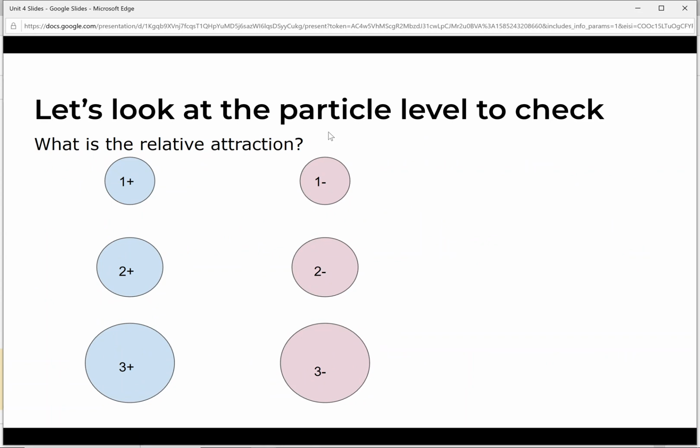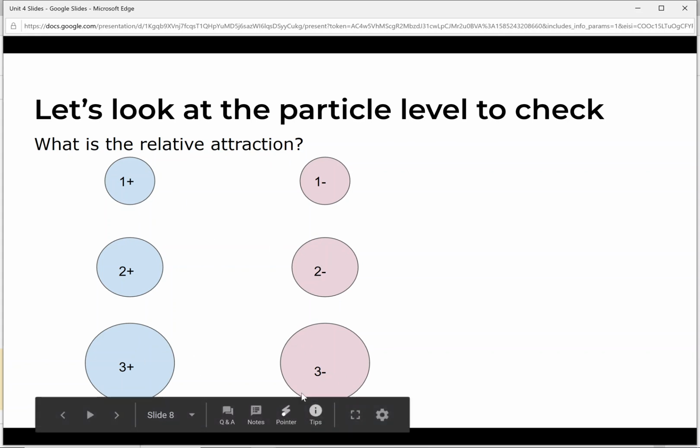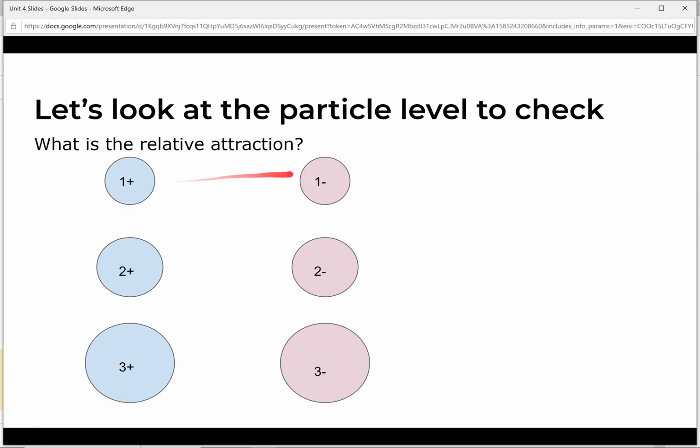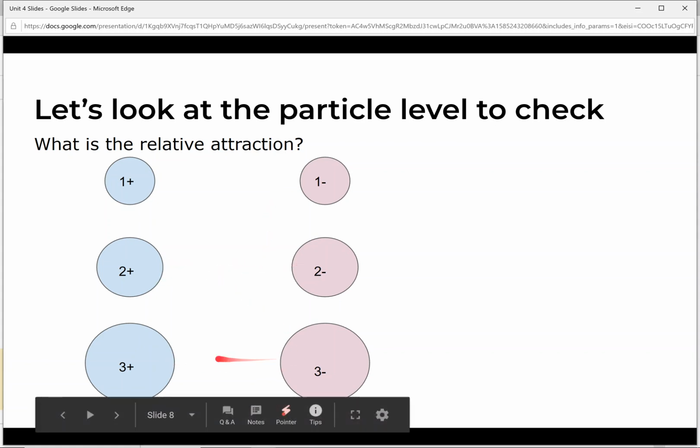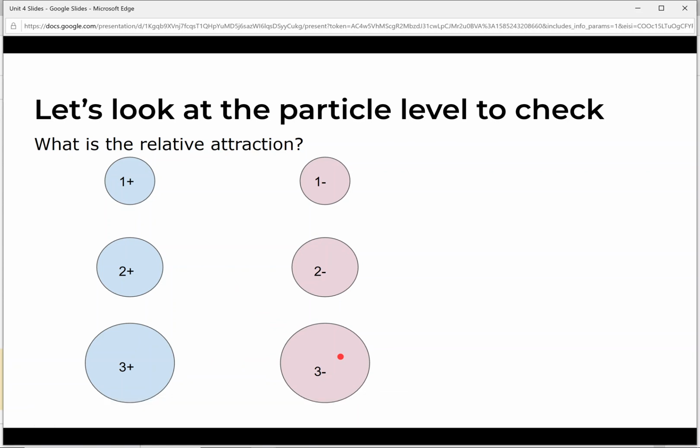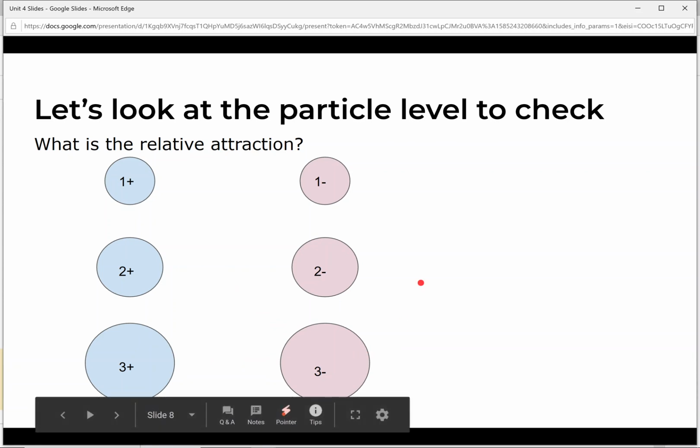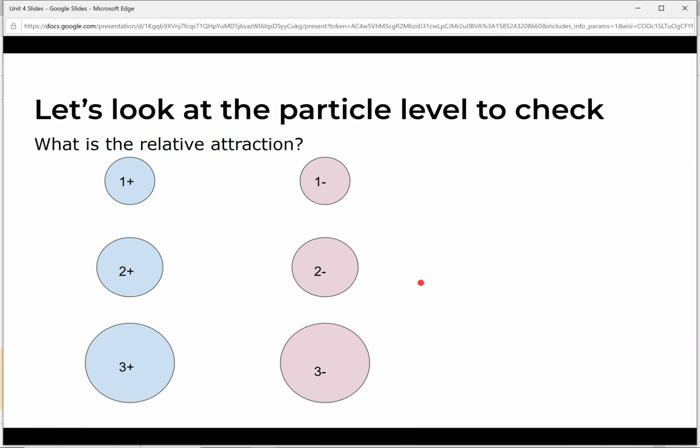Let's say we go down to the actual particle level to check relative attraction between 3 different sets. Okay, so I'm separating these top pair, the middle pair, and the bottom pair are all different things. Oh, there's a pointer. Okay, so these we're considering separate from these, which are separate from these in this problem. Which pair should be the most attracted and why?